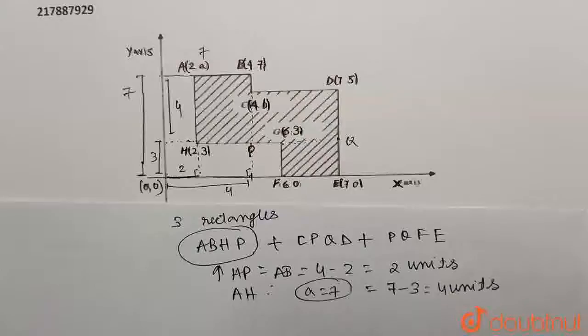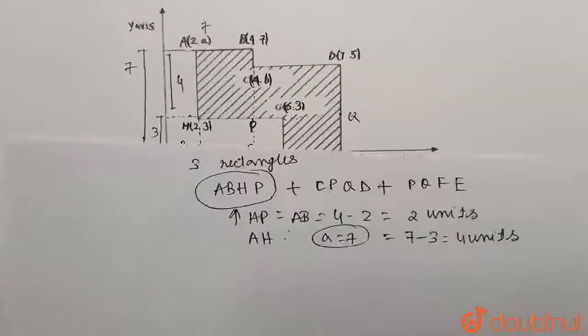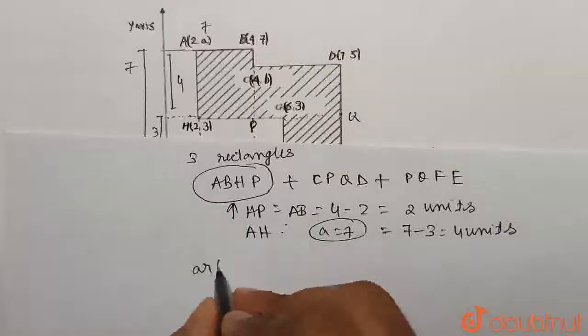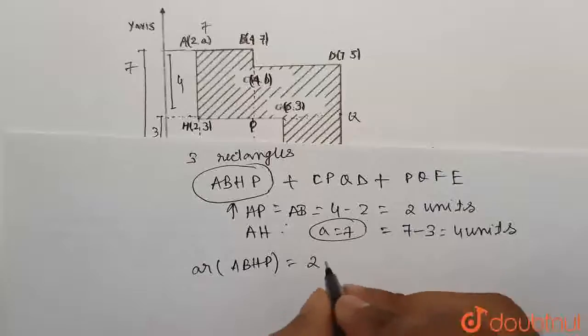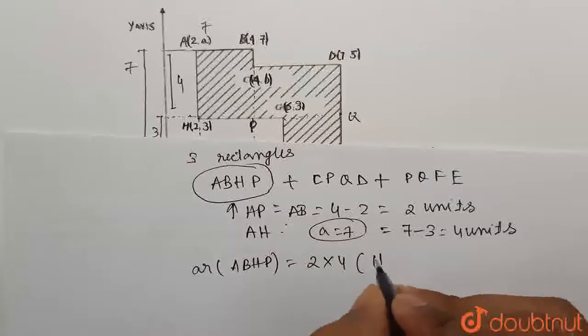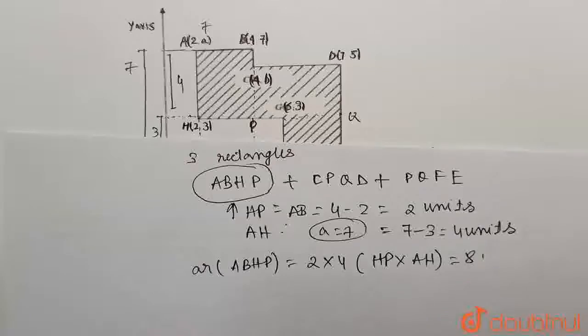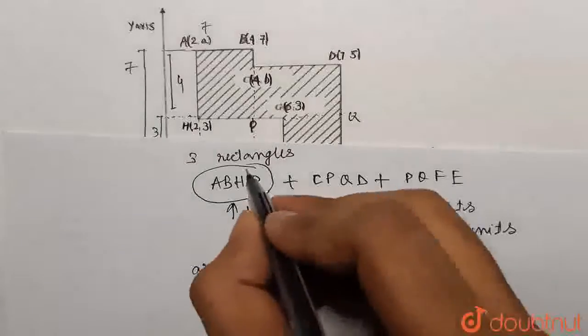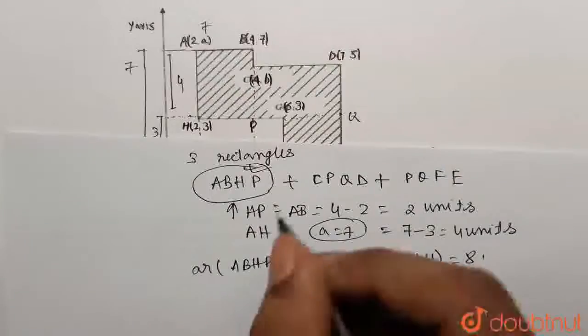Okay. Now I know the length and breadth of the rectangle. So the area will be how much? The area of ABHP will be equal to simply 2 into 4, or rather HP into AH. So this is equal to 8. Okay, so I know the area of one rectangle. So okay, let's move on to the second one.